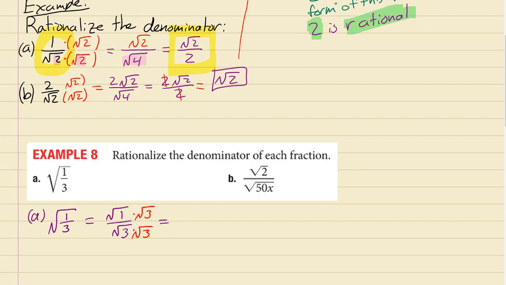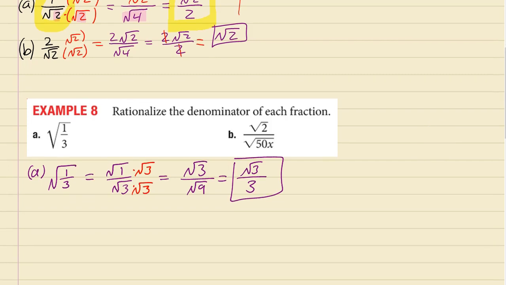That will give you the square root of 1 times the square root of 3 is just root 3 on the top, and then root 3 times root 3 is root 9 on the bottom, which then becomes 3. So the rationalized denominator version of this number is root 3 over 3. With b, we're going to do the same idea.